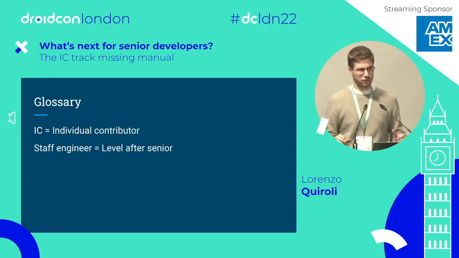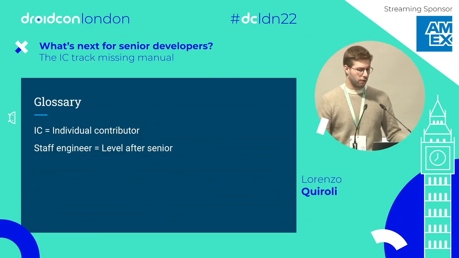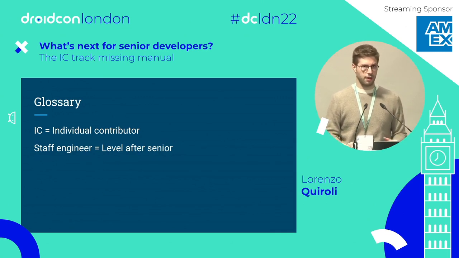So before I get started with the real content, if you don't know, IC stands for individual contributor, which is used to refer to the people who actively contribute to a code base or a project, as opposed to people who primarily manage people. And also staff engineer, I'm using it here to refer to the level after senior developer. In some companies, this might be different. Everyone has their own version of the tech ladder, but just for clarity, I wanted you to know it.